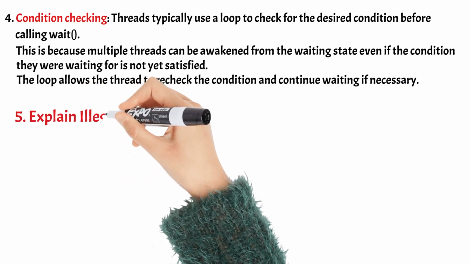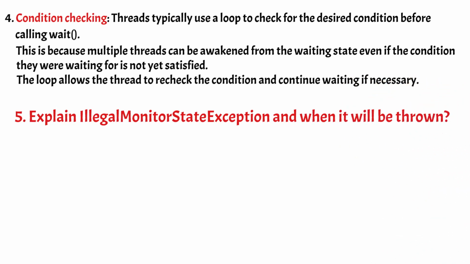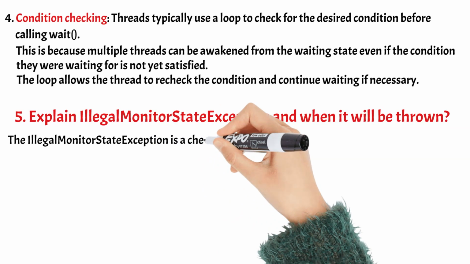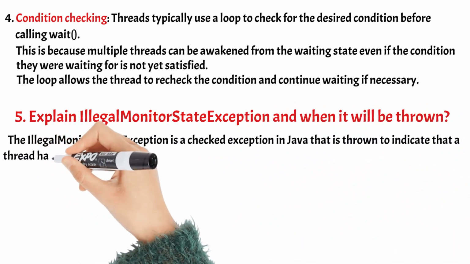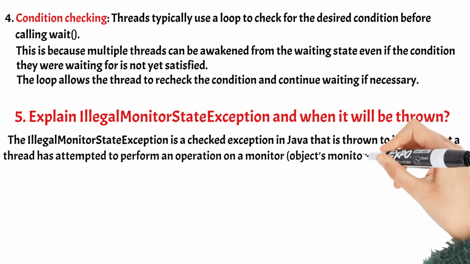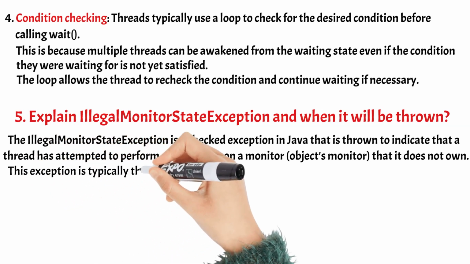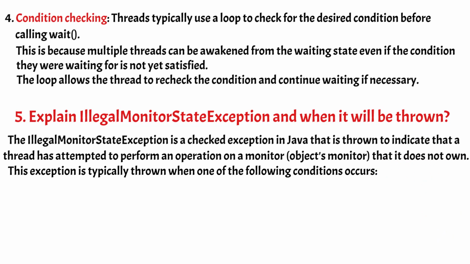5. Explain IllegalMonitorStateException and when it will be thrown. The IllegalMonitorStateException is a checked exception in Java that is thrown to indicate that a thread has attempted to perform an operation on a monitor object's monitor that it does not own. This exception is typically thrown when one of the following conditions occurs.